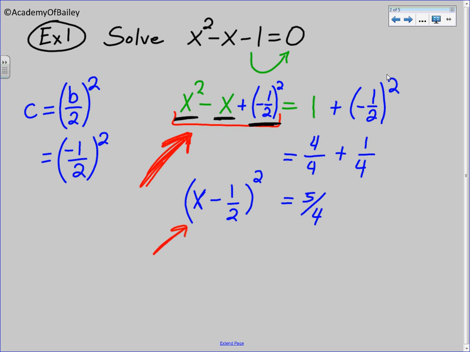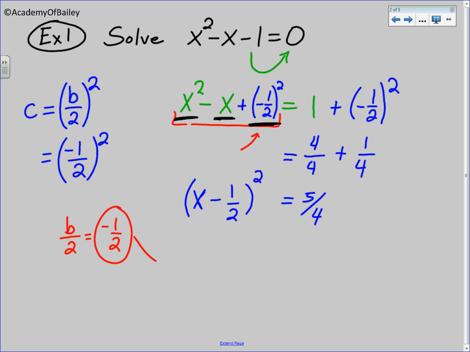Some things to remember, just some quick heads up. Remember, didn't we say that this term here was supposed to be like b divided by 2 and squared? Well, what is b divided by 2 in this situation? Isn't it negative 1/2? That right there is b divided by 2.